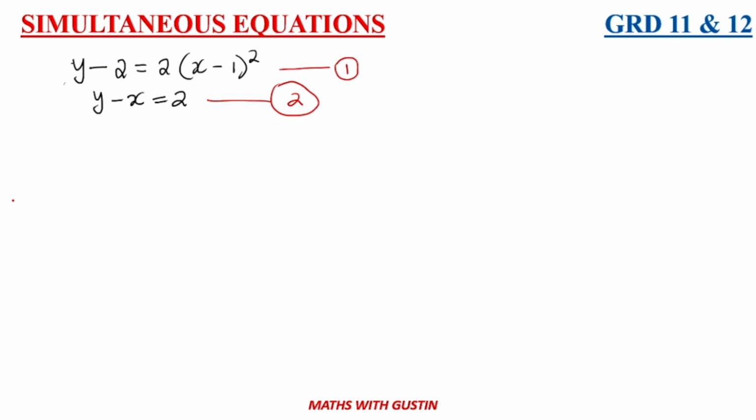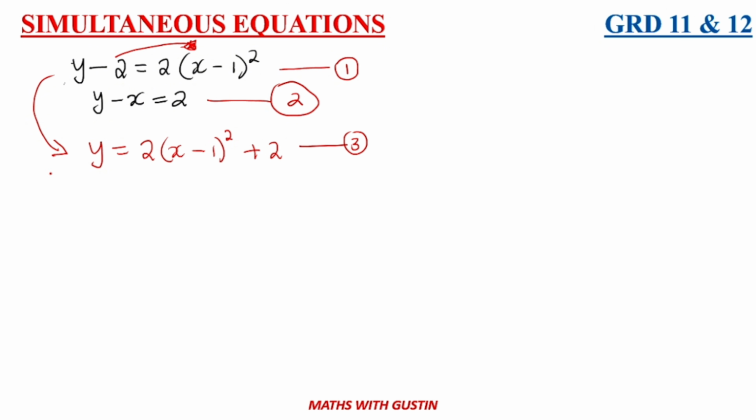So now we're going to make y the subject of the formula in one of these equations. So let's use equation number 1 to make our life easy. Y is going to be equal to, I'm just going to take this -2 to the other side. Okay, therefore it's going to change the sign. So now we have 2 times (x minus 1) all squared is going to be equal to y plus 2. All right, so now this will give us equation number 3.